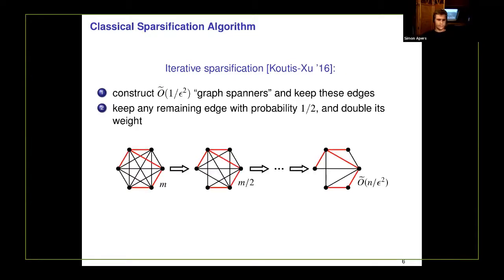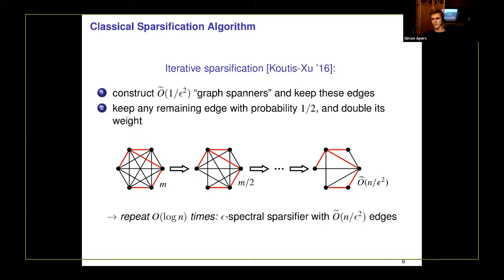Right, so you get this picture where you have some input graph with m edges. You construct a sparse spanner, which would be like the red edges, and then you downsample the remaining edges with probability 1/2, and you iterate this. If you do this a logarithmic number of times, then you end up with a spectral sparsifier which has approximately n/epsilon² edges. Okay, so this is this Koutis algorithm that we started from.